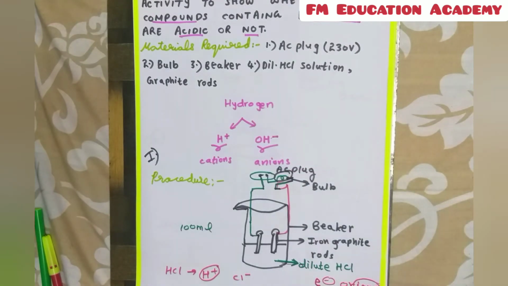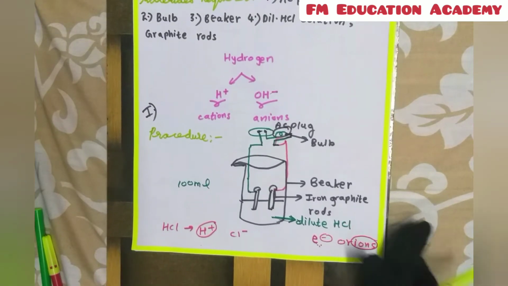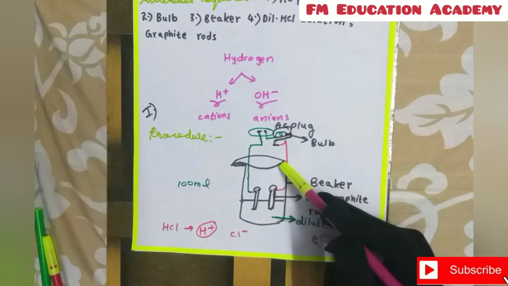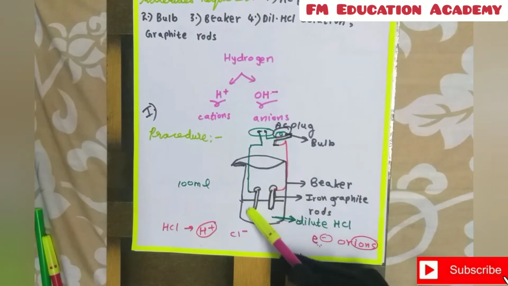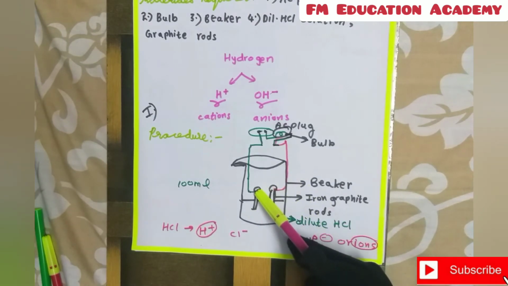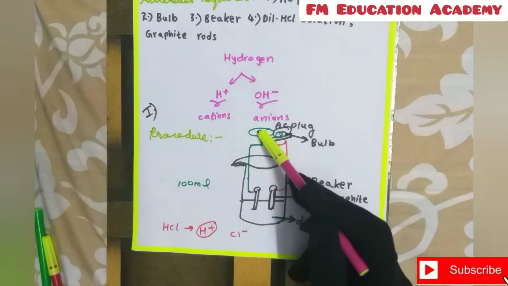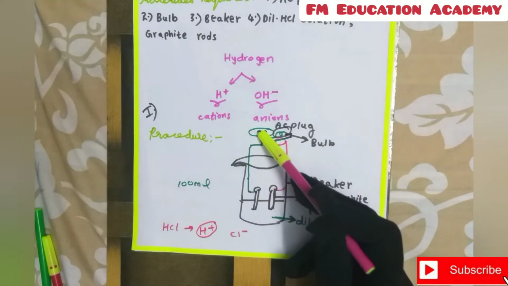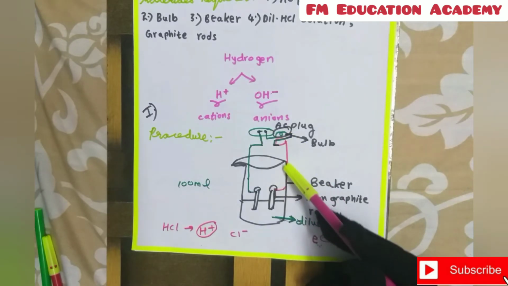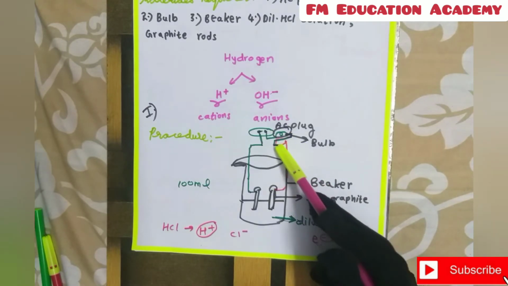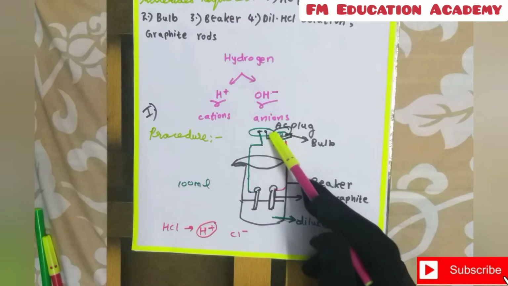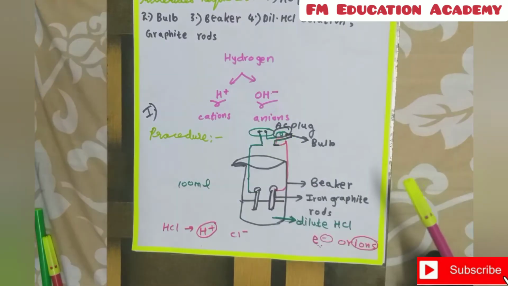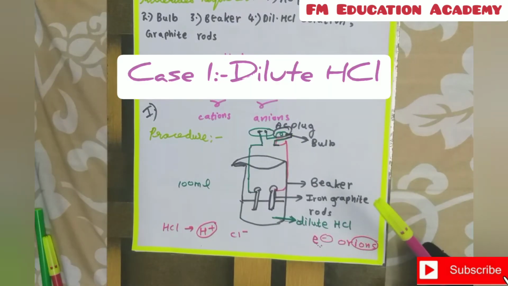Now let us see the procedure which we are going to follow. At first, we are going to take a 100 ml beaker. Then we take two graphite rods and two differently colored wires. One wire we fix in one hole of the AC socket plug, and the other wire we connect from the other graphite rod to the other hole of the AC plug with the help of a bulb.